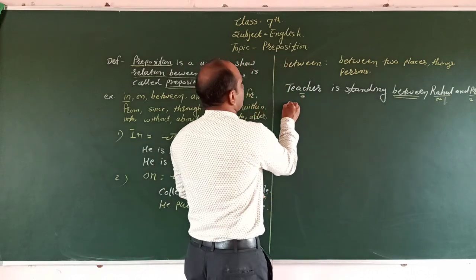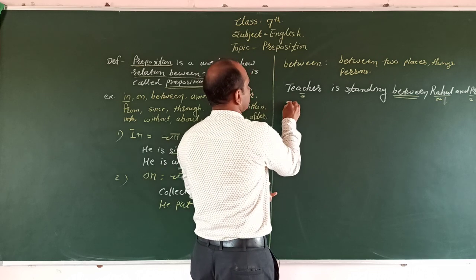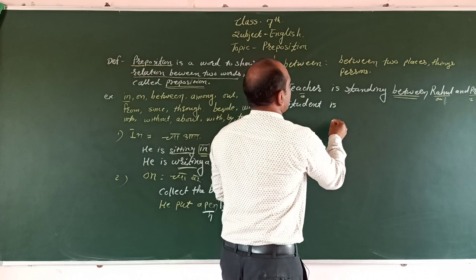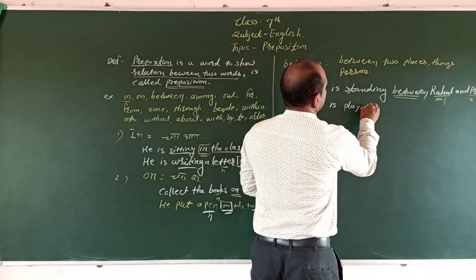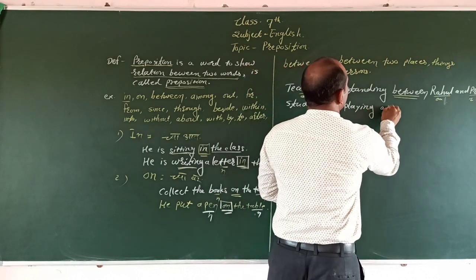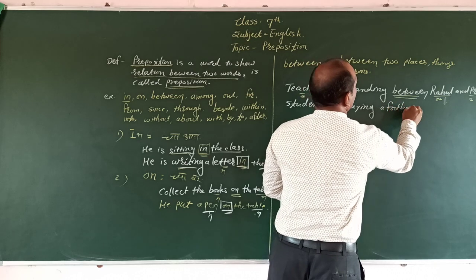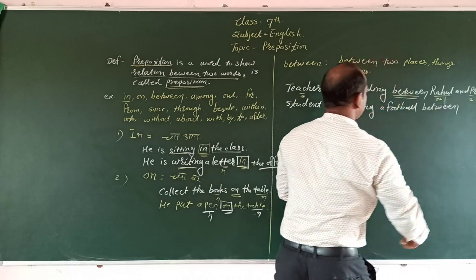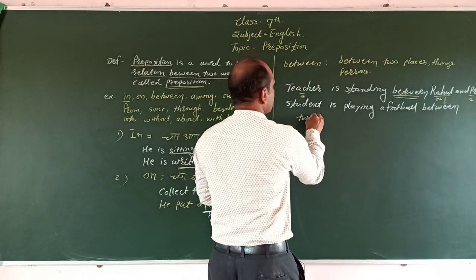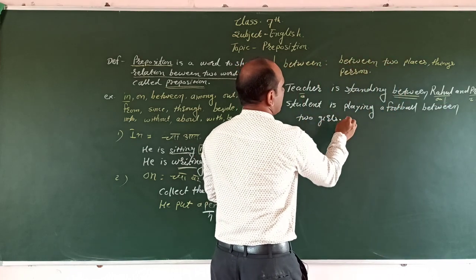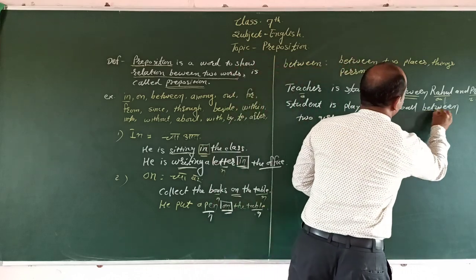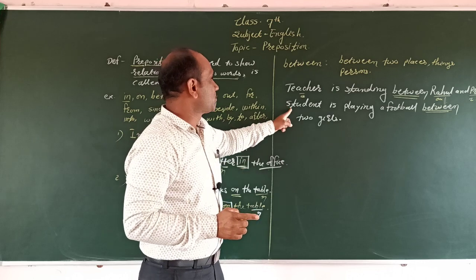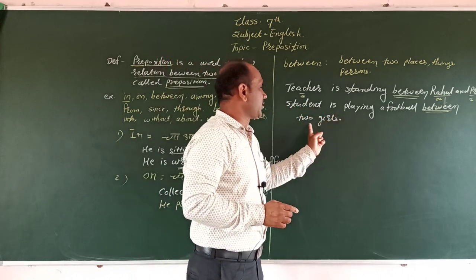Second is: student is playing a football between two girls. Here also between is a preposition. Student is playing a football between the two girls.